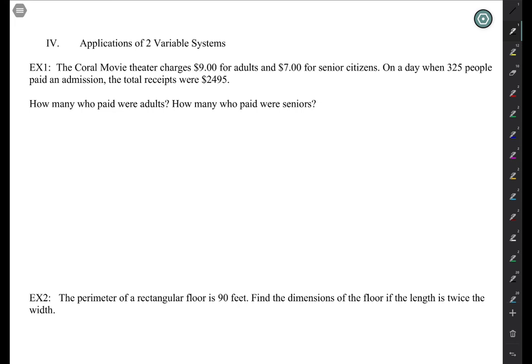Okay? Coral Movie Theater charges $9 for adults, $7 for seniors. On a day when 325 people paid admission, total receipts were $2,495. For all these problems, you're going to need two equations. And the hardest part, again, I think, is deciding what is in each. So let's look at our first. It's always a good idea to look at what are we trying to find. We are trying to find the number of adults and the number of seniors.